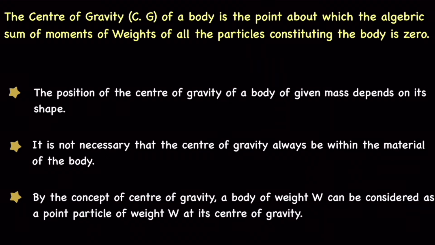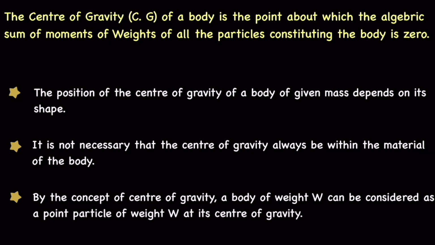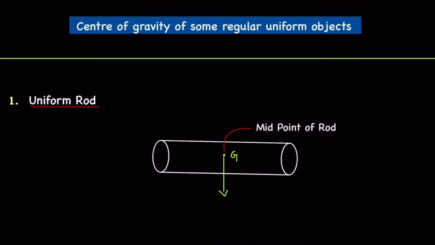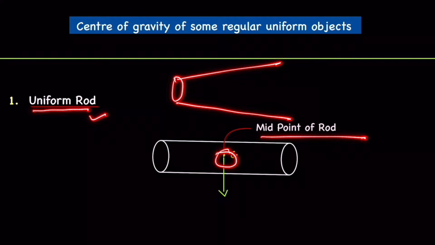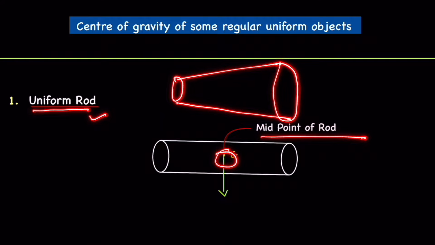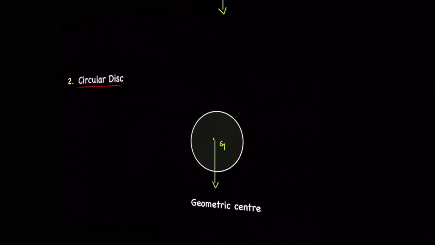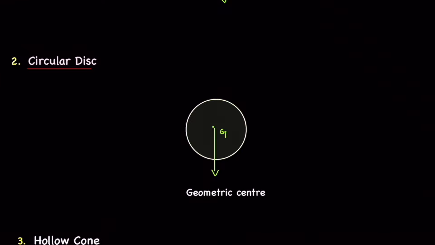Now I will explain some examples based on center of gravity. First is a uniform rod. In a uniform rod, the center of gravity is the midpoint of the rod. If it is non-uniform, then it will vary. If you take a rod where the mass is changing like this way, the center of gravity is not at the center, it shifts to another place. Circular disc: the center of gravity is at the geometric center.